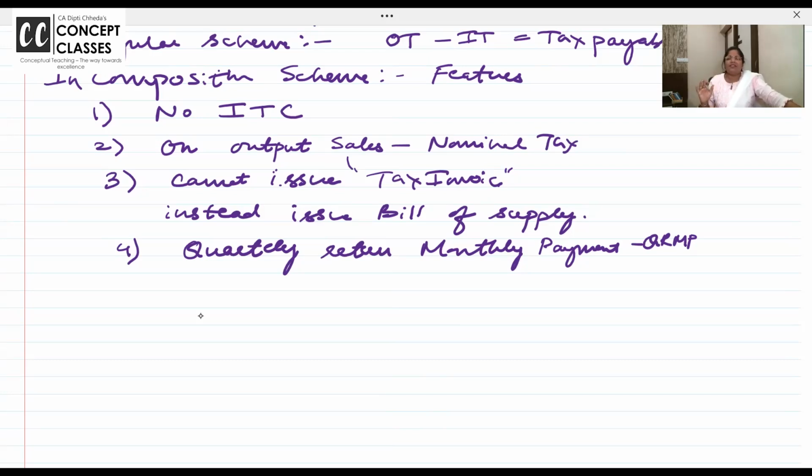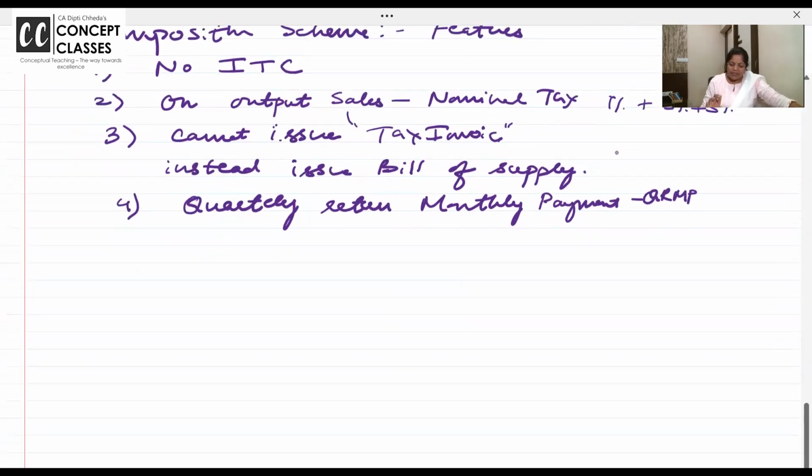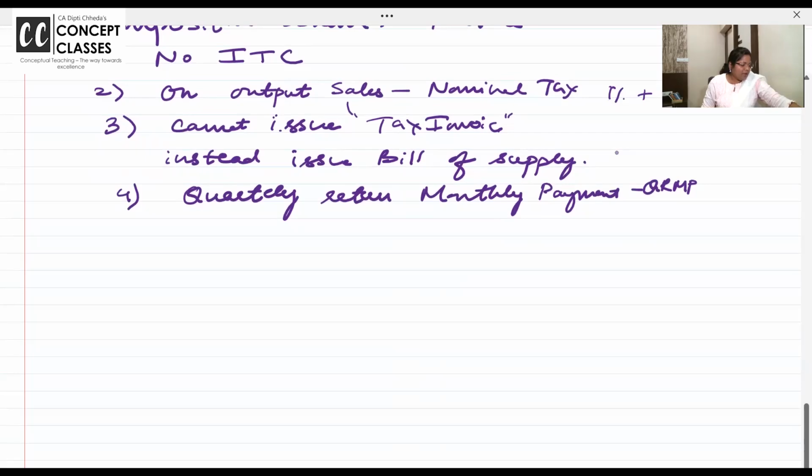So here it is hassle free. Every 3 months just once file your return. Of course annual return and all will be there, but tax payment you can do monthly. Whatever is your turnover, on that say 1% pay the tax. Nominal tax rates are given. If you want, you can write here: it's 1%, 6% in some cases, and 5%. Ma'am, what is where, that I will show. Which rates apply where? So this is the feature of the composition scheme.